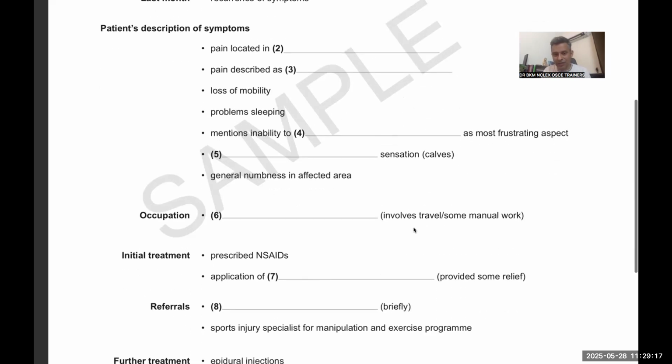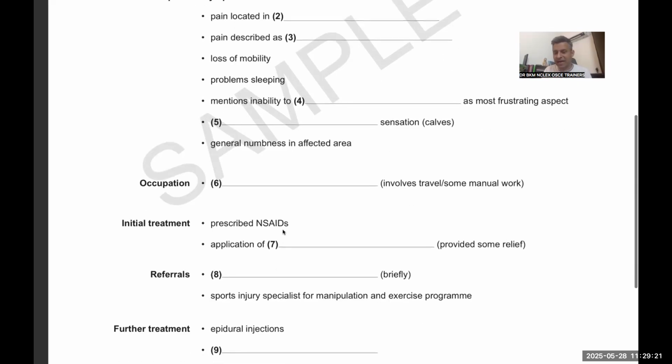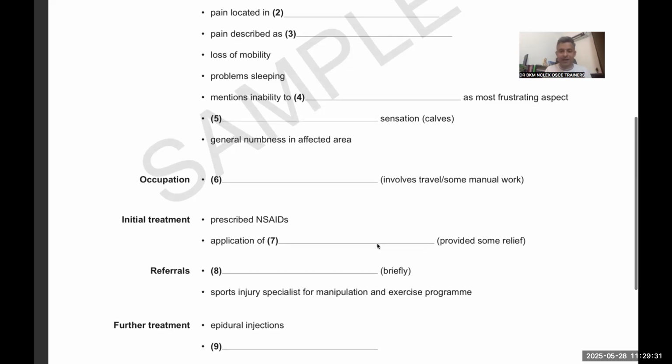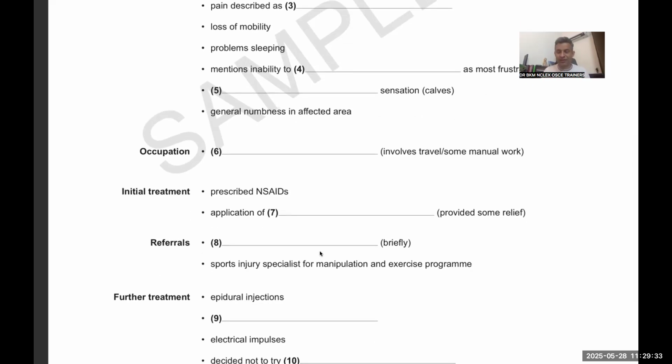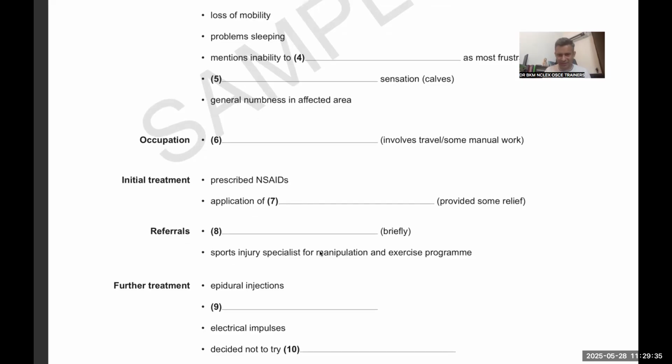Occupation dash involves travel. तो occupation में we have to fill what in occupation. Prescribed NSAIDs, we know it's non-steroidal anti-inflammatory drugs. Application of dash provided some relief. Application of maybe some ointment, pain ointment. Again, I'm expecting dash briefly. Referrals. Dash briefly, I don't understand physiotherapy.